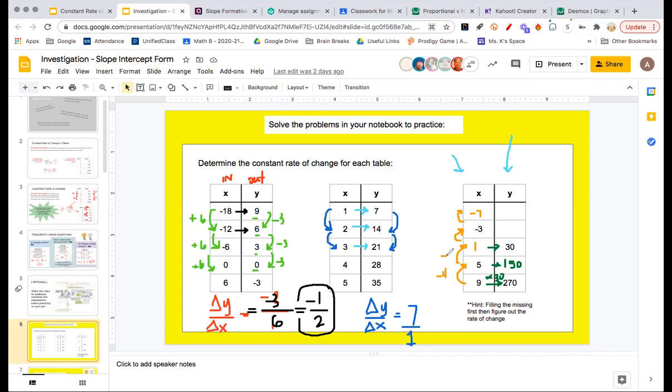Now, here's where it gets a little funky. This side is going -4, and that's every one box. This side, they skipped a box. So how can we use that to figure out this one? Do you know what I mean? Like, how can I use the box that I skipped to figure out this box here? Let's do that. So what's the difference between 270 and 30?